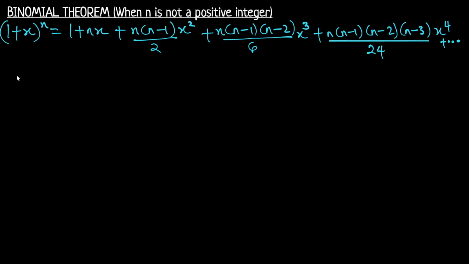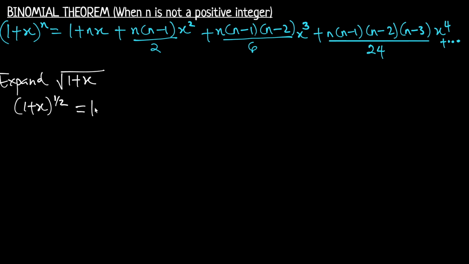Now, let's say you are trying to expand the root of 1 plus x. So what you do is write it in index form. This is going to be raised to the power of half, and if you look at the written series, it's quite similar to the one we have here. The only difference is that this is n and this is half. So all we have to do is replace all the n's that we have with half.